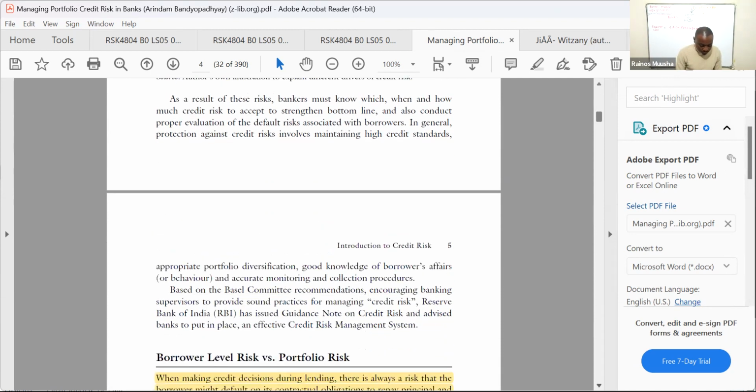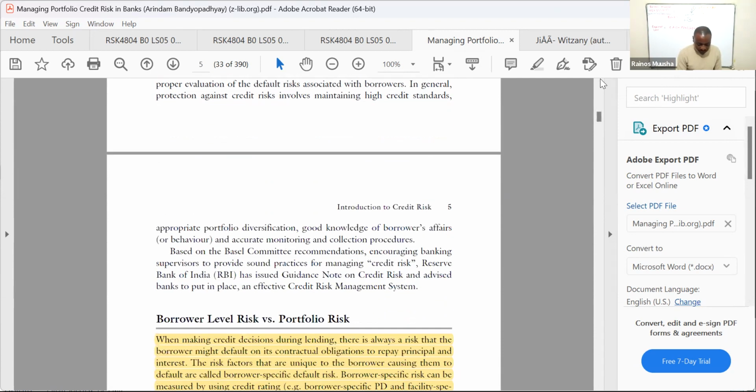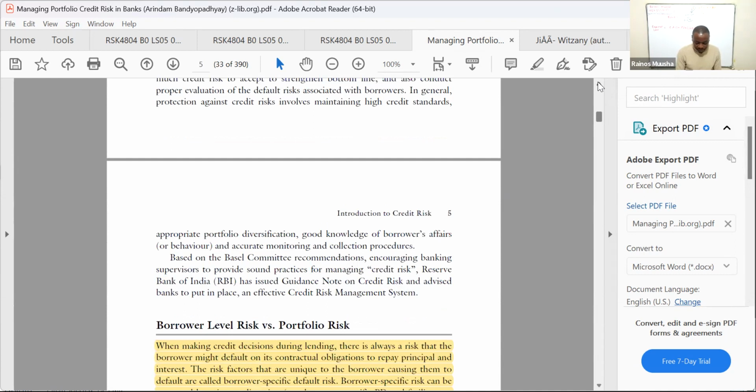So moving on. All right, can we take a few minutes break until 12:30, and then at 12:30 we move on to borrower level versus portfolio risk as well.